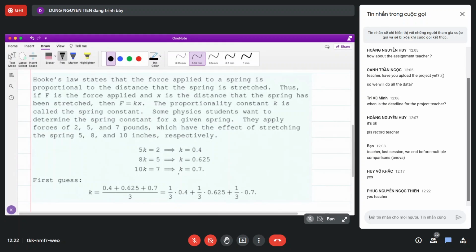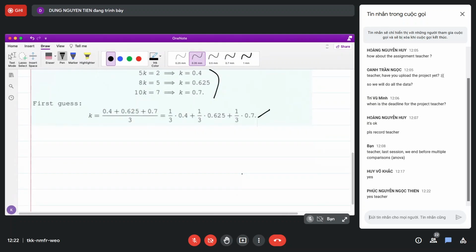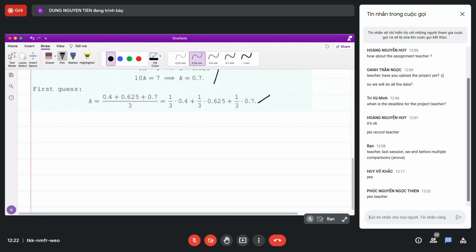So from the three values, you can come up with the average of the three values to get an approximation of the spring constant. You can find the sum and divide that sum by 3. Is it a good approximation? Not really. Why is that? In order to know if it is a good approximation or not, you may want to know how to measure the error.